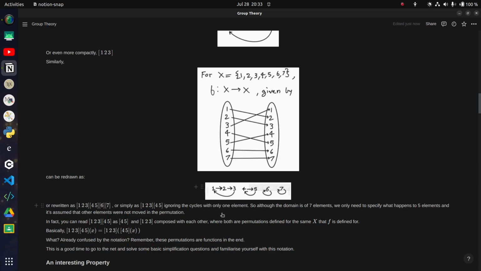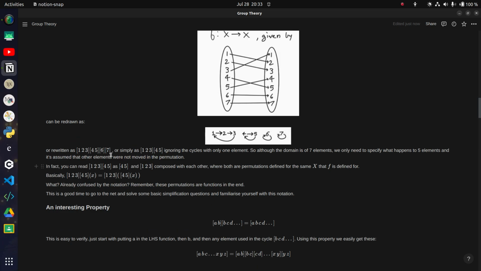So since nothing is happening to 6 or 7, in our cyclic notation we can drop 6 and 7. Oh, and by the way, for different cycles, all you have to do is just put them next to each other, and a person will understand what you're talking about. So this permutation can be written like this, or you can simplify it even further as just 1 2 3, 4 5, ignoring the cycles with only one element, because really nothing's happening over there. So although the domain is of 7 elements, you only need to write 5 elements to write down the whole function, and then it's assumed that other elements were not moved in the permutation, right?